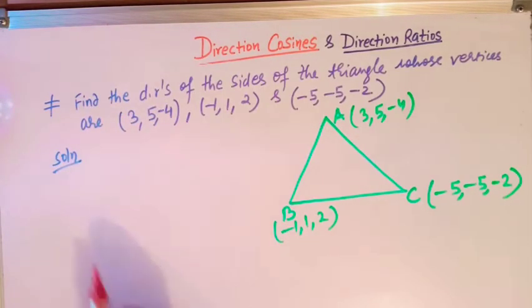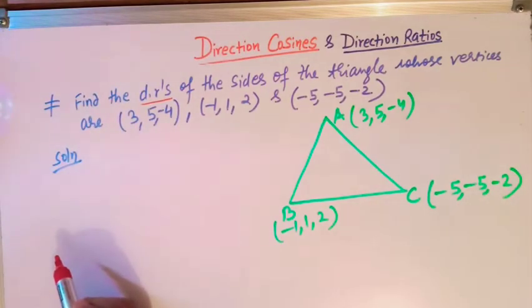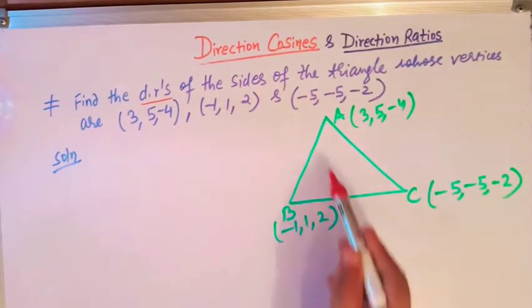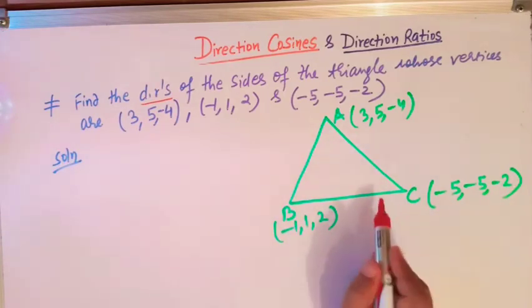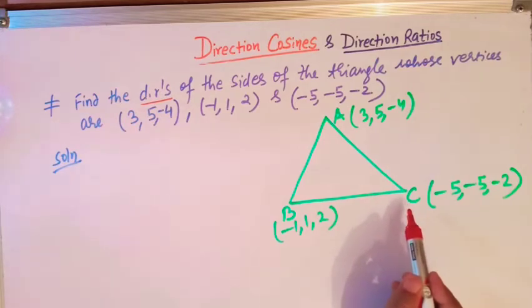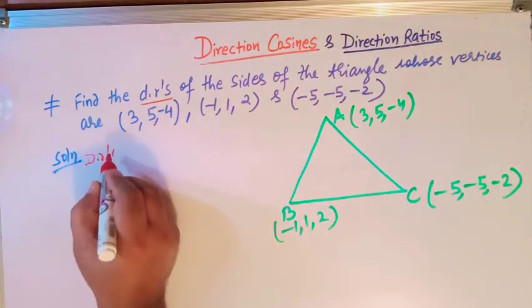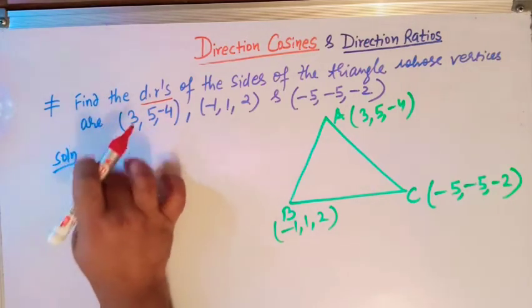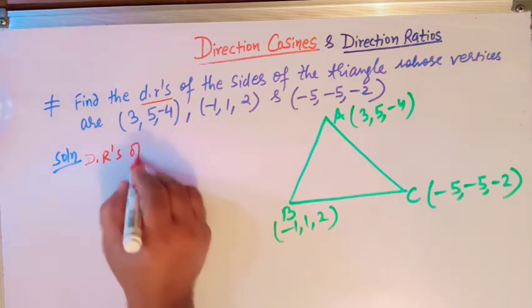Now viewers, let us take this problem. Find the DRs of the sides of the triangle whose vertices are given by these points. So here we have the triangle and we have to find the DRs of the sides of the triangle. So DRs of AB.